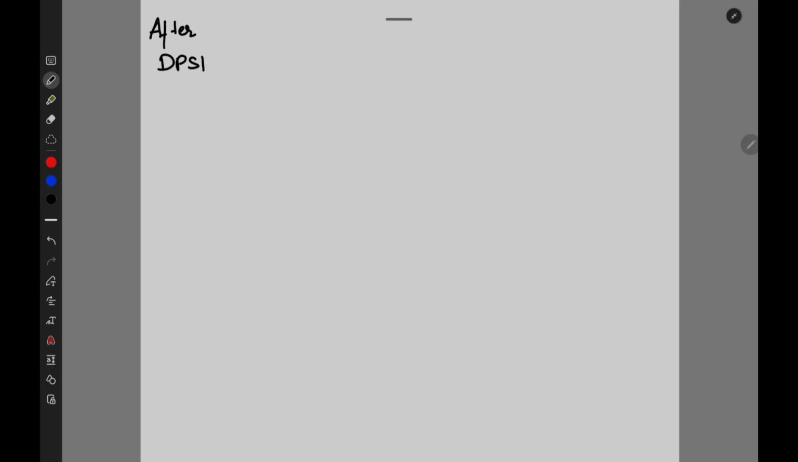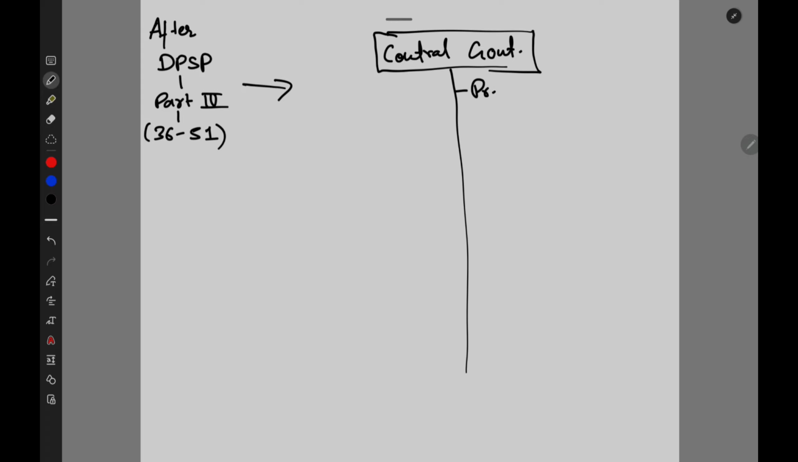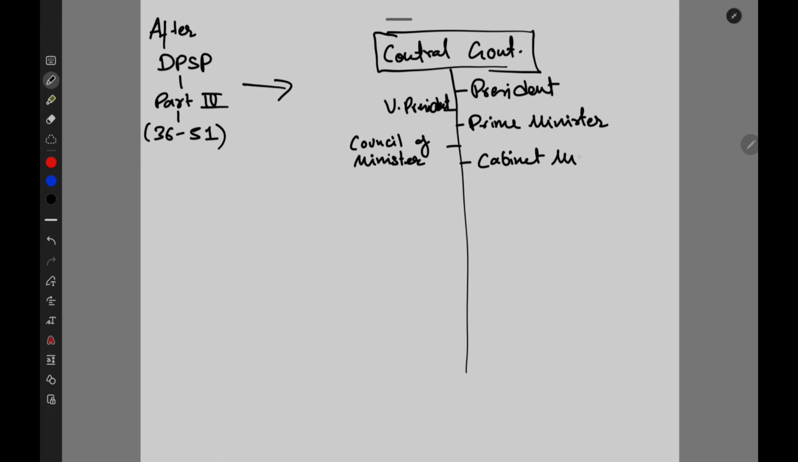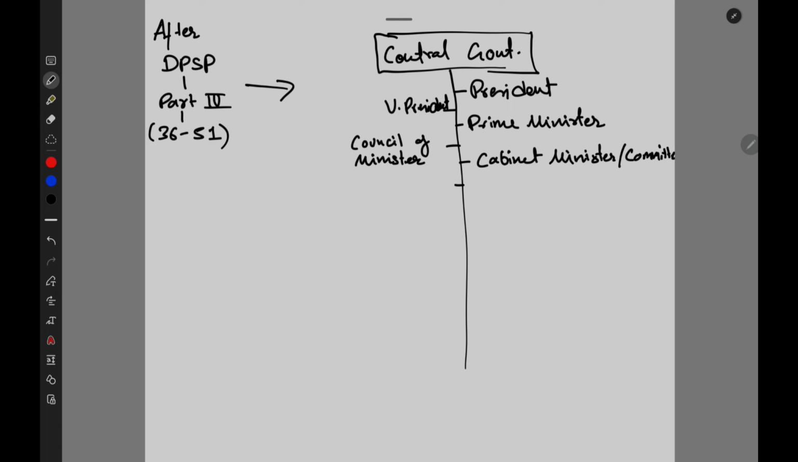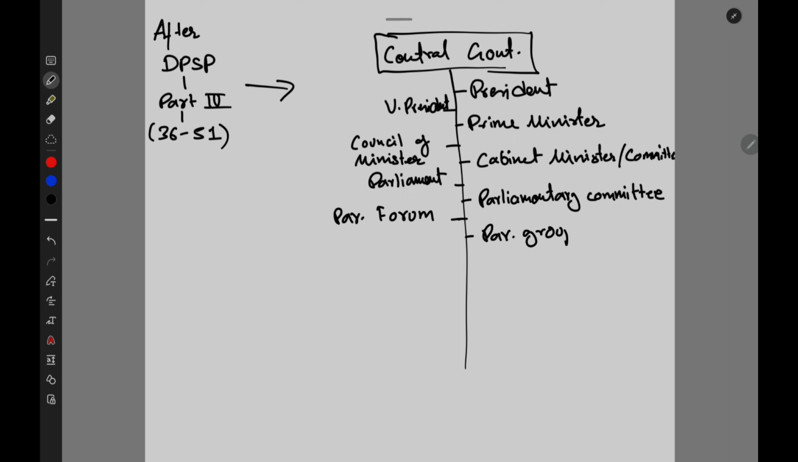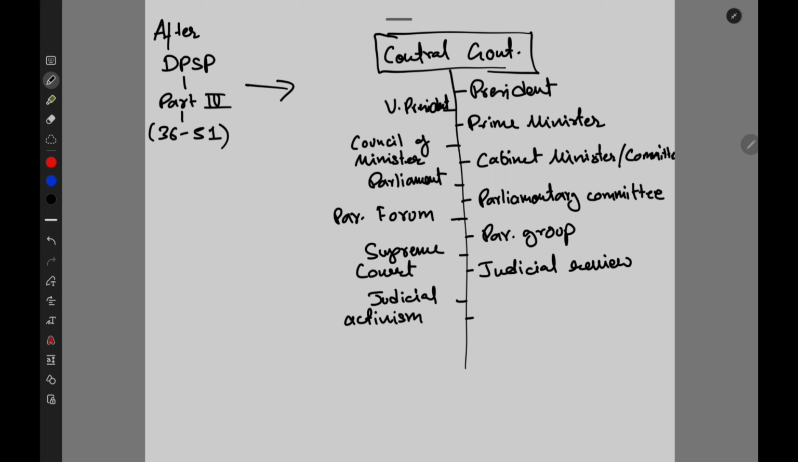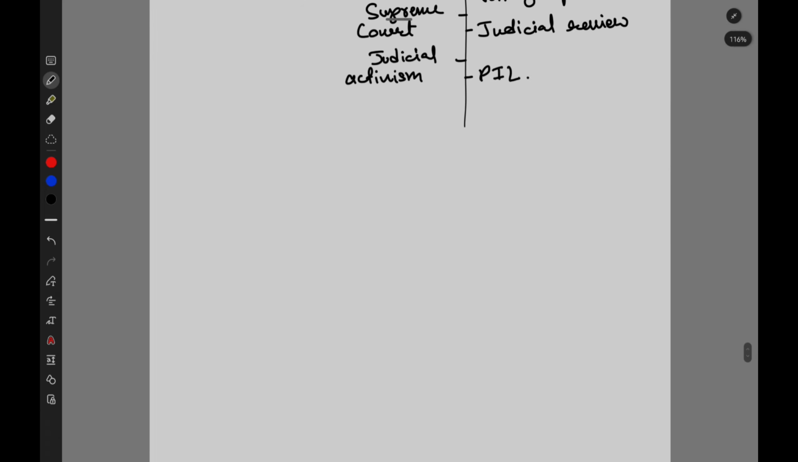Hello everyone. Now let's talk about the president, which is part of the union executive. After the DPSP, part 4 of the constitution, comes the central government, which is the federal part of our government. It consists of the president, vice president, prime minister, council of ministers, cabinet minister, committee, parliament, parliamentary committee, parliamentary forum, parliamentary group, Supreme Court, judicial review, judicial activism, public interest litigation. So these are the parts of the central government.